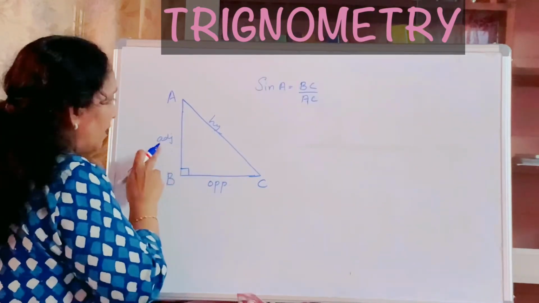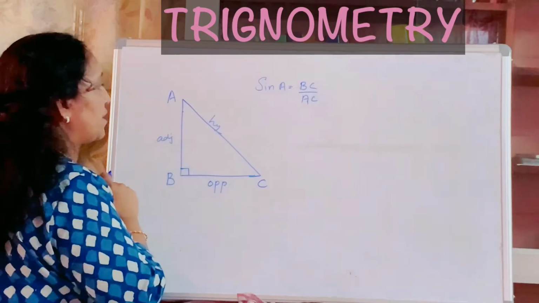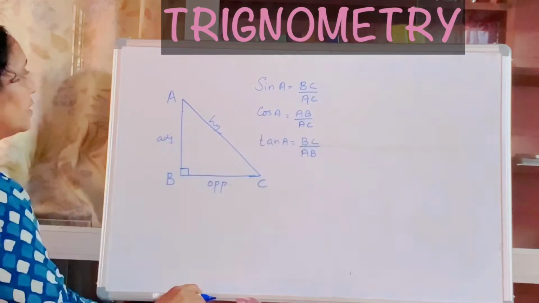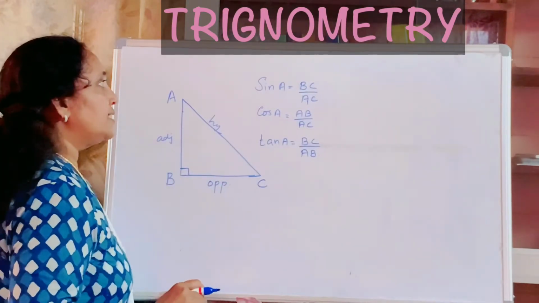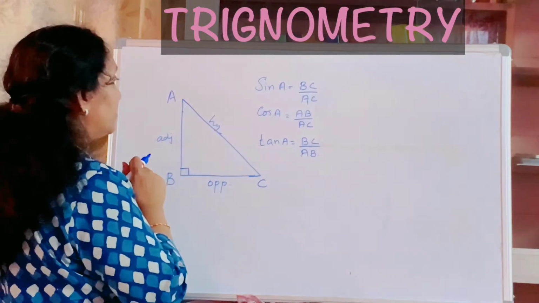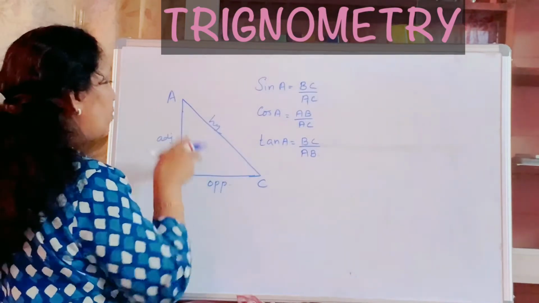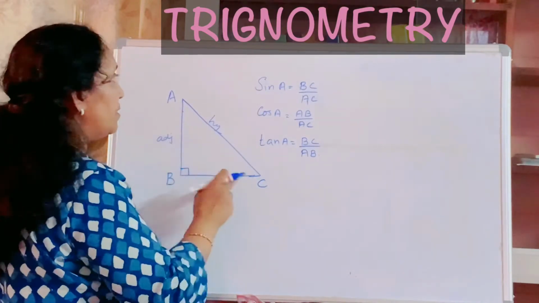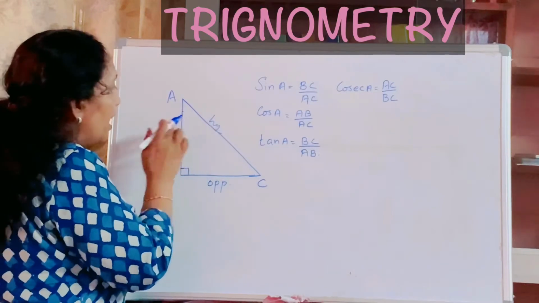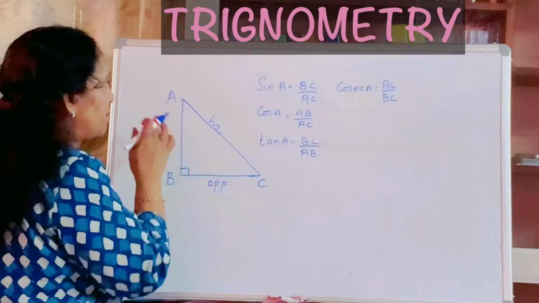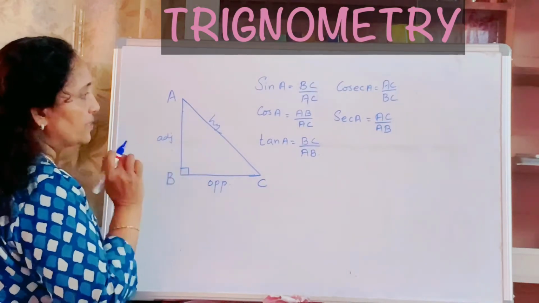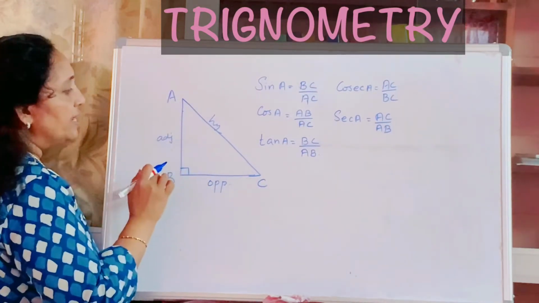Then cos A, adjacent side by hypotenuse, that is AB by AC. Then tan A. Tan A is opposite side by adjacent side. Then what is cosec? Cosec A is hypotenuse by opposite side, that means AC by BC. Then sec A is hypotenuse by adjacent side, that means AC by AB. Cot A is adjacent side by opposite side, that means AB by BC.